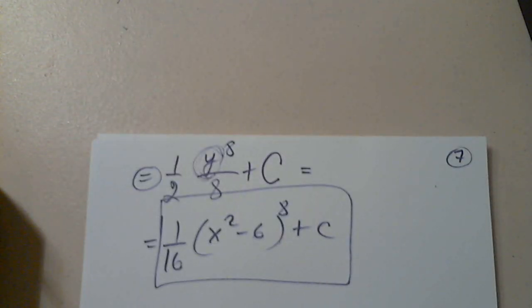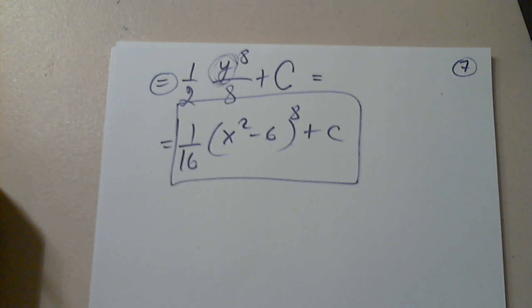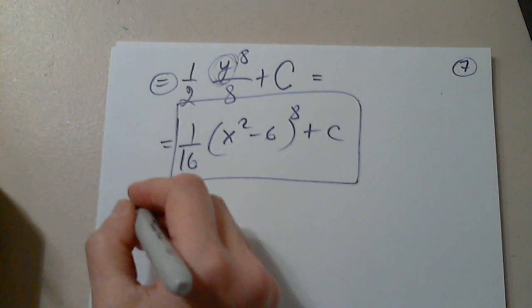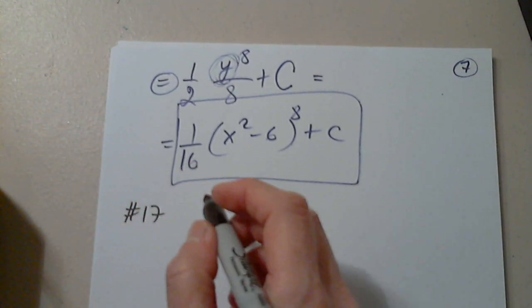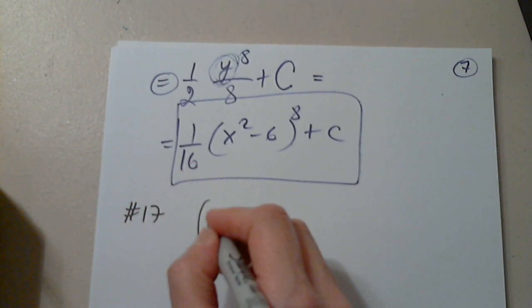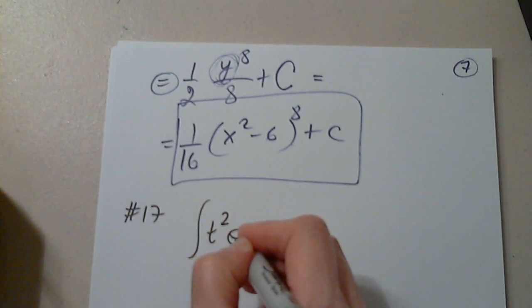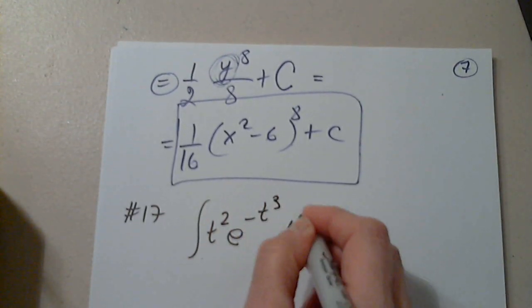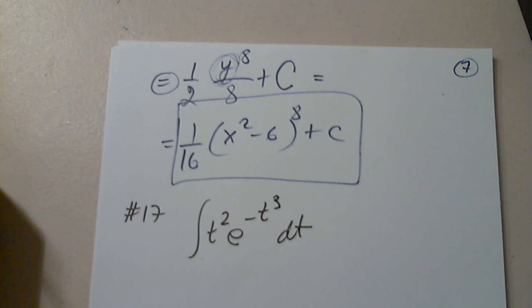So now let's choose anything else. Feel free to choose anything you want. Okay, I will. 17. In 17, we have the integral of t squared e to the negative t cubed dt. You choose the next one.